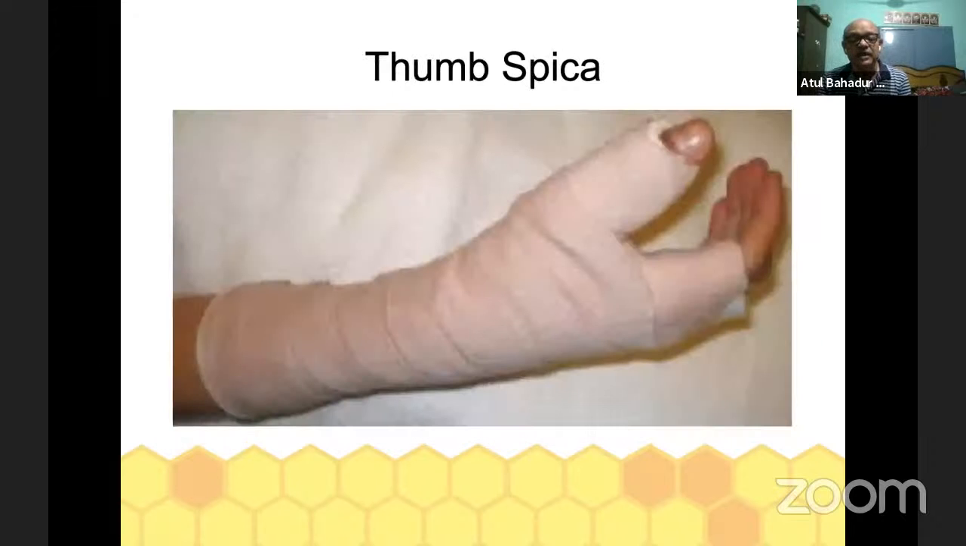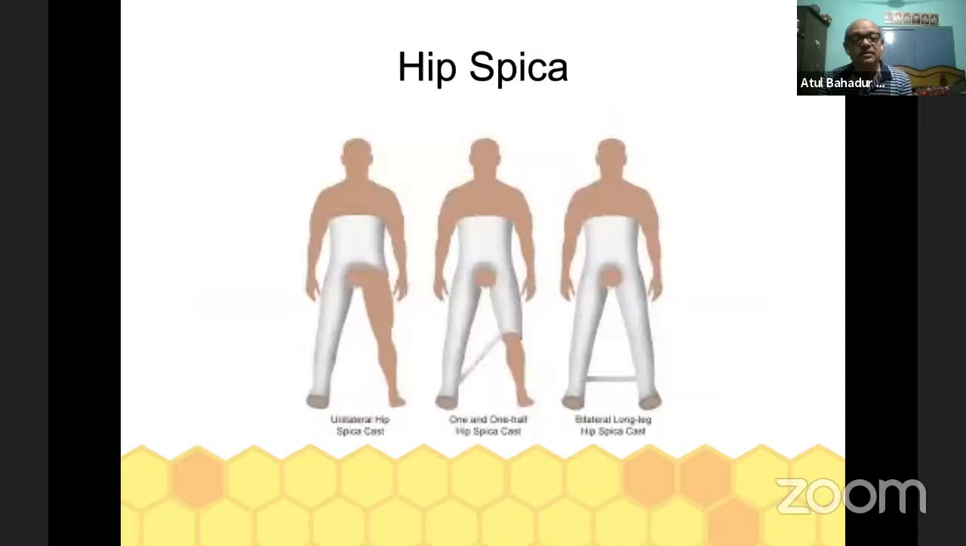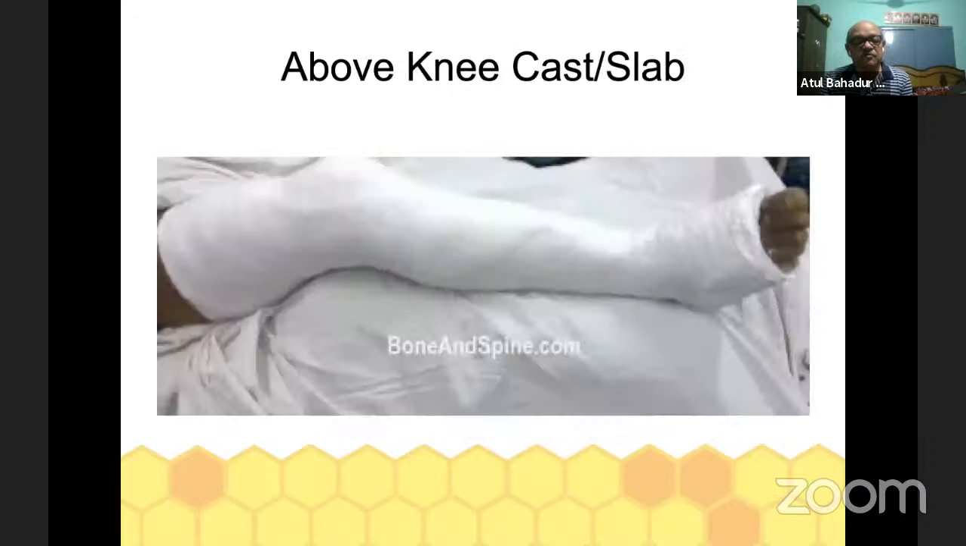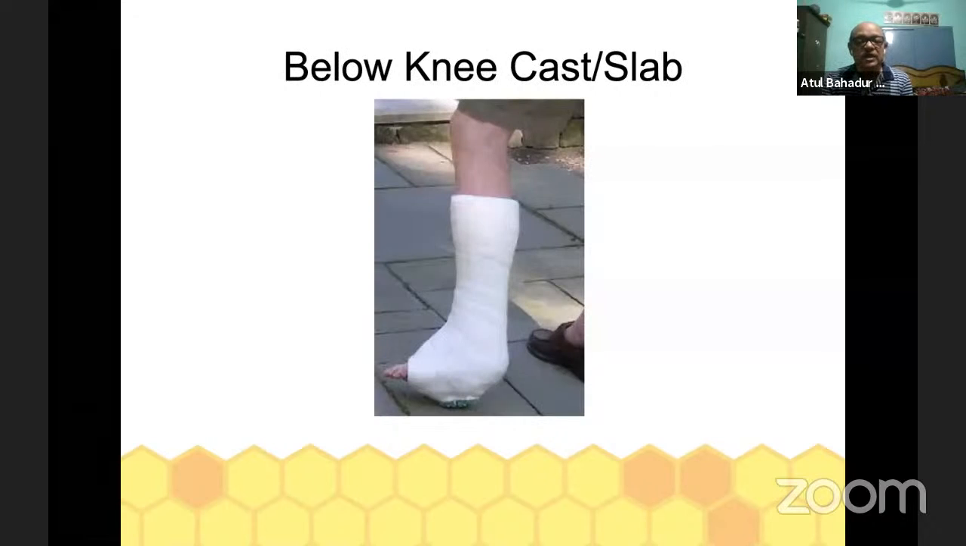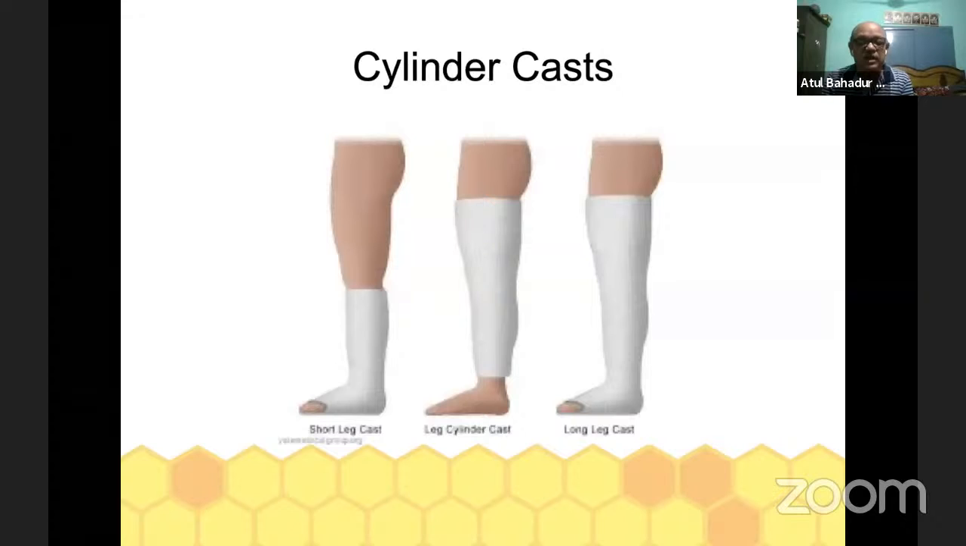This is the thumb spica. Next. This is the hip spica. The hip spica is of 3 types. One is the single hip spica, one is the 1.5, and one is the total bilateral long spica, which depends on what we are doing. This is the above knee cast or slab, which we use usually for the tibia and fibula. Next. This is the below knee cast and slab, which has a walking heel.